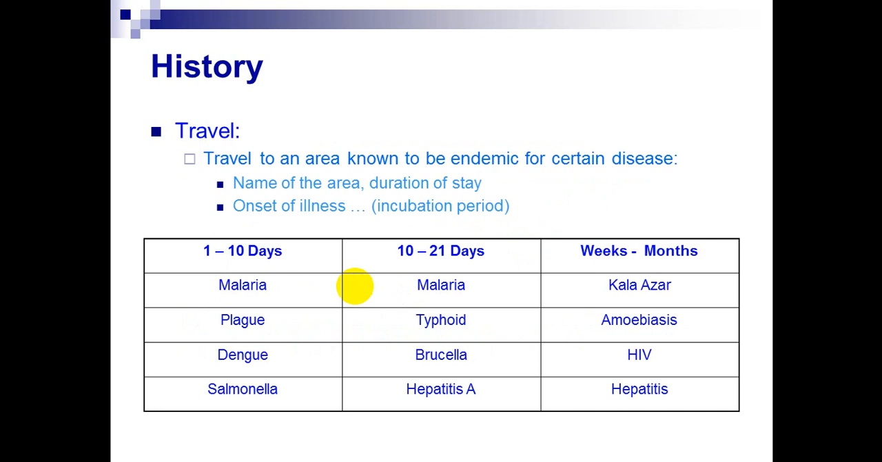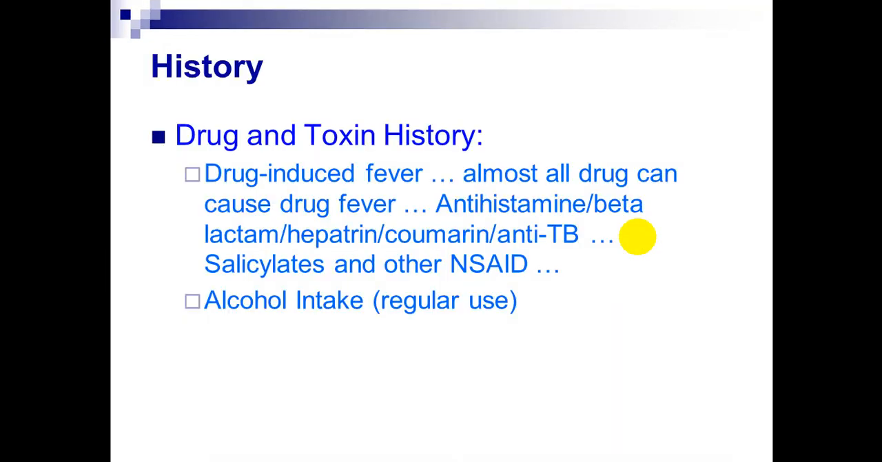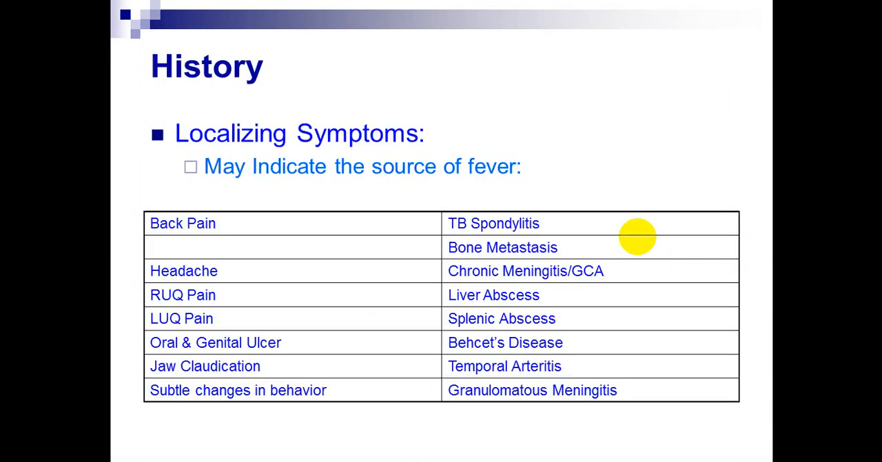History of traveling to areas endemic with infectious diseases like malaria, plague, dengue, and salmonella, and other diseases, and these are the incubation periods for these infectious diseases. History of drug and toxin exposure, drug-induced fever, is very important. There are drugs like antihistamines, allopurinol, anti-TB drugs, and non-steroidal drugs, which is very important to mention during history taking.